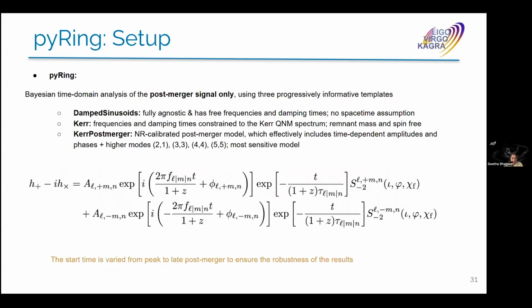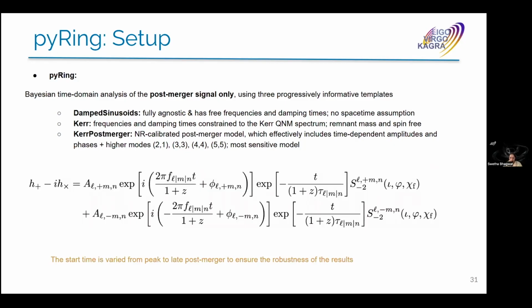Okay. First, let's talk about the pyRing setup. pyRing performs Bayesian time domain analysis of the post-merger signal using three progressively more informative template families. The first is called the damped sinusoid, which is maximally agnostic. It has free frequencies, free damping times, and no assumptions are made about the underlying space-time at all. It simply assumes the signal is composed of multiple damped sinusoids and measures all of these parameters from the data. Second is the Kerr template. Here, the frequencies and the damping times are constrained to lie on the Kerr QNM spectrum, with the remnant mass and spin as its free parameters.